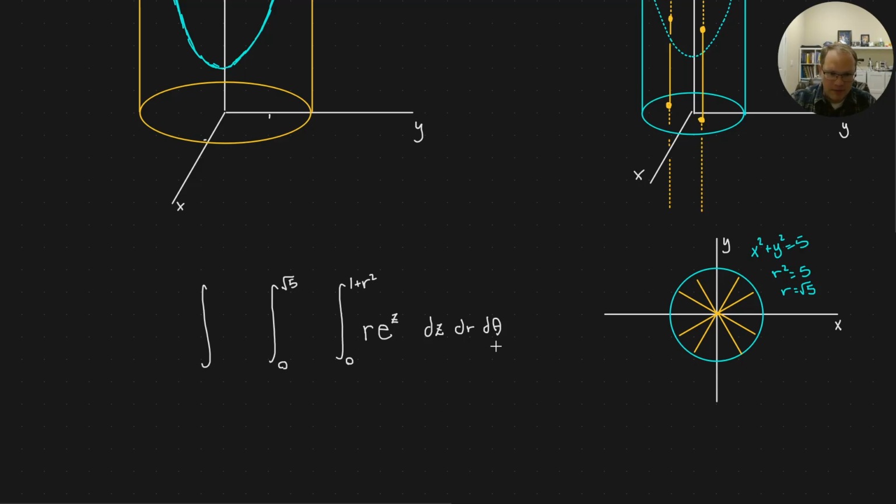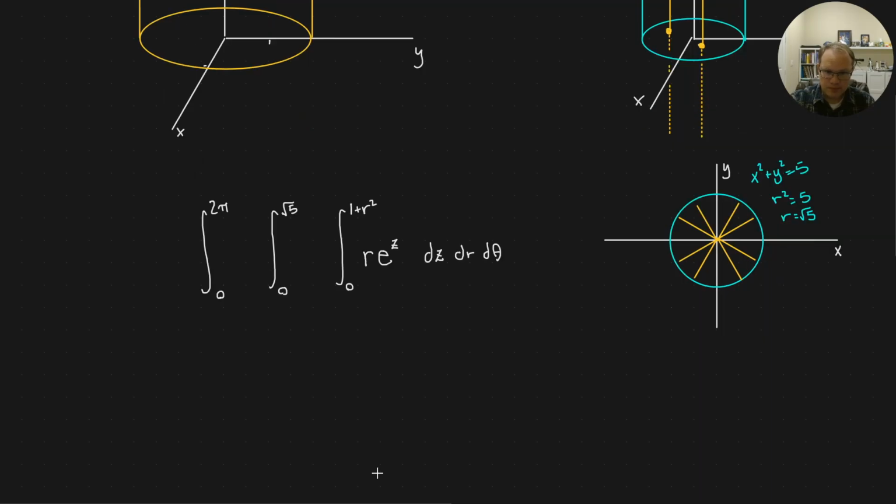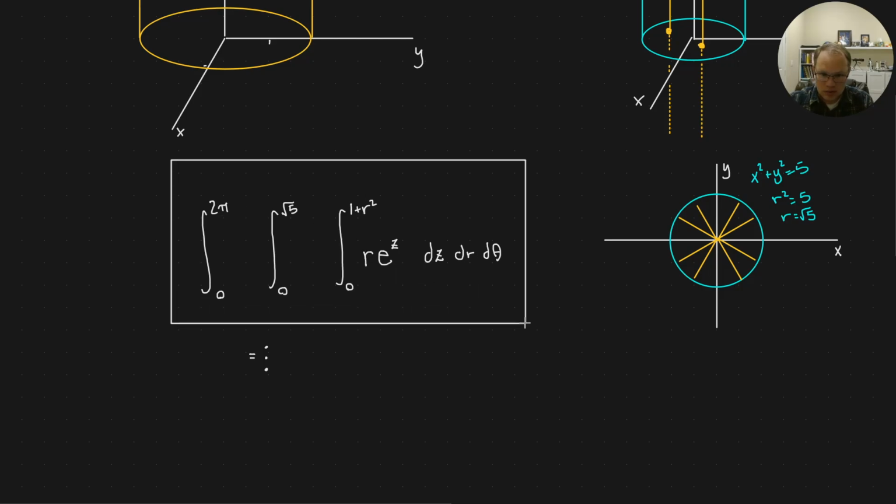Okay? And finally, theta. For theta, I look at the angles of these slices, and these slices go all the way around. So my theta will go from 0 to 2 pi. Okay? And I'm not actually going to evaluate the integral. The evaluation is pretty straightforward. But that is the setup. And that's the hardest part for these multivariable integrals, setting up the limits of integration.